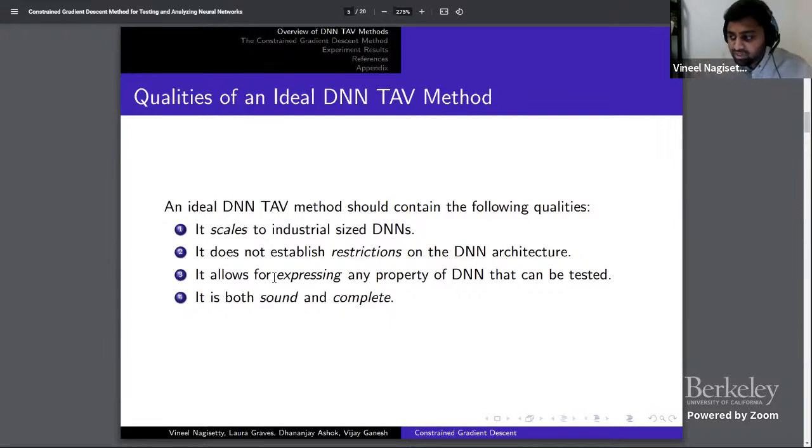There's been a lot of research finding new vulnerabilities of DNNs, such as their vulnerability to unfair behavior or their vulnerability to bias. So it would help to have a TAV method that can express all of these properties as needed, instead of having to design a new TAV method for each of these properties separately. And four, it should be both sound and complete. Sound definitely, but complete is a compromise that a lot of industry experts are willing to take, just because current DNN TAV methods might not even scale.